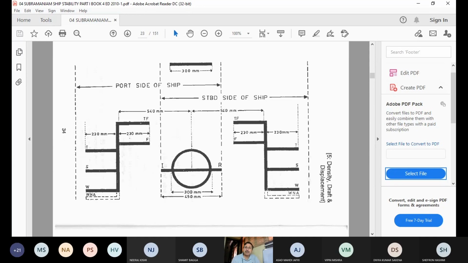I cannot submerge my load line at UK more than W.